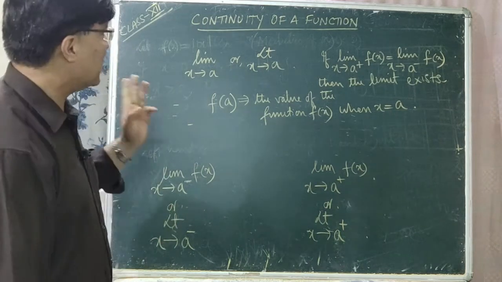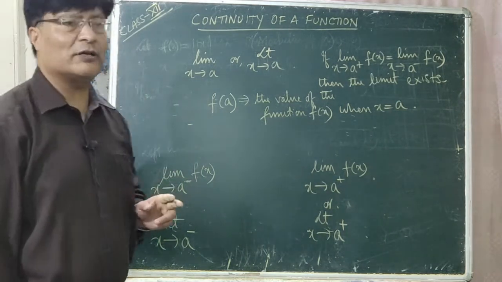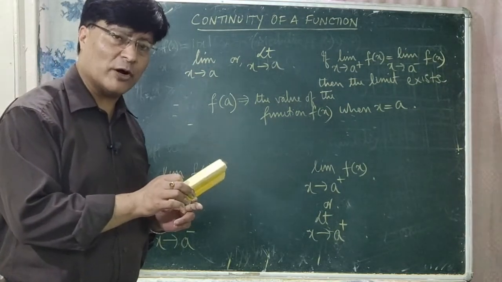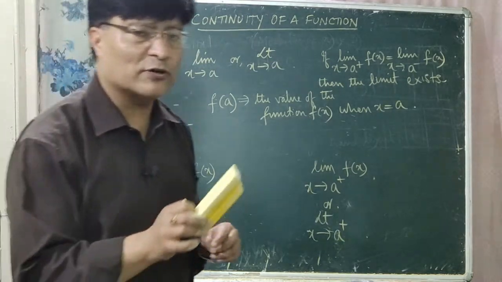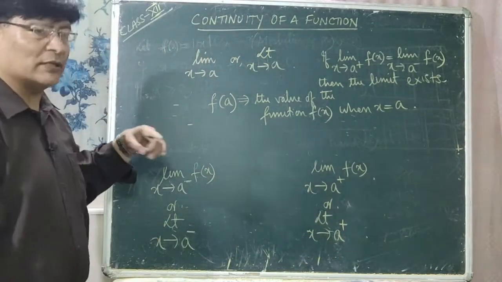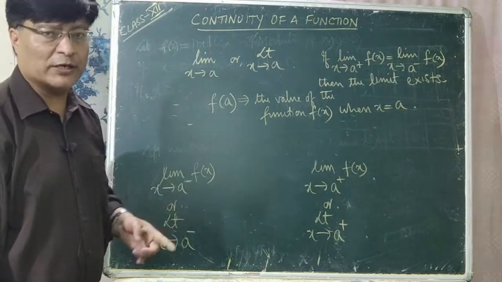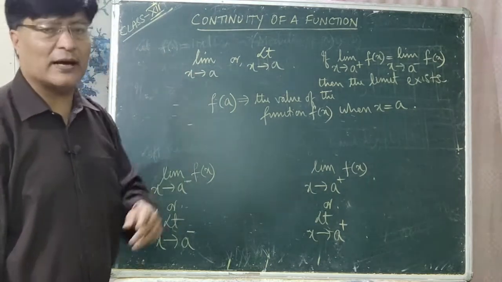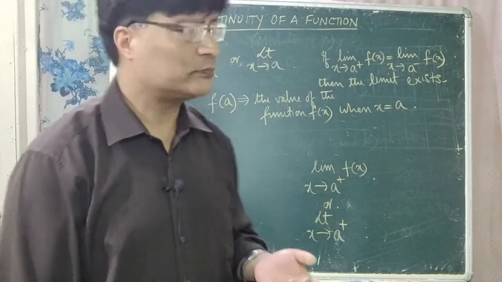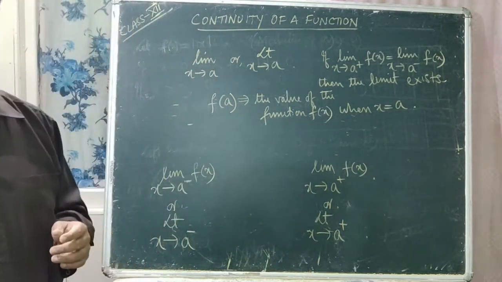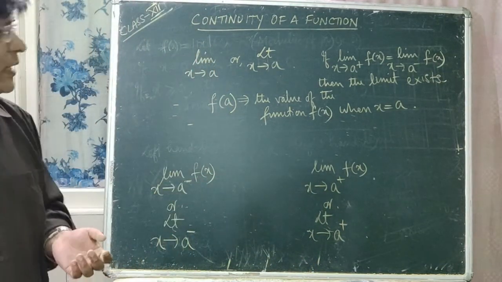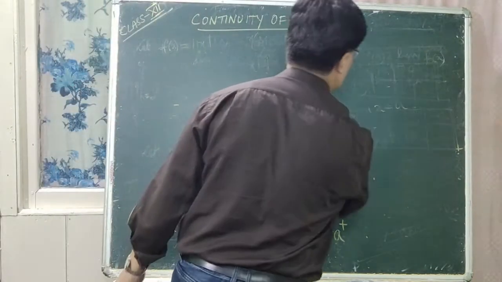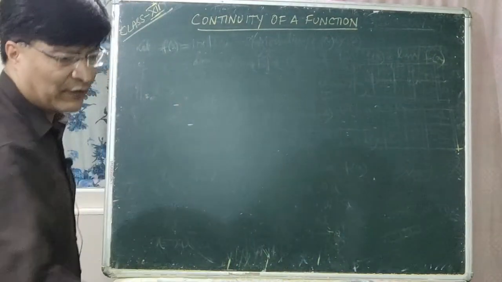Okay? So in case of continuity, you have to find out the right hand limit of the function at a given point. Also, you have to find out the left hand limit of the function at a given point. And also, you have to find out the value of the function at the given point. If all these three are equal, then you can say that the function f of x is continuous at a given point. Okay? So let us write down the definition now. That is known as the mathematical definition of continuity of function f of x.